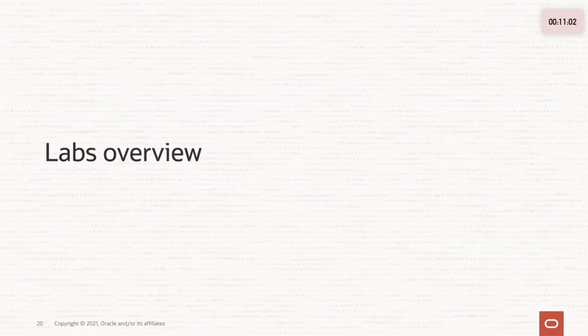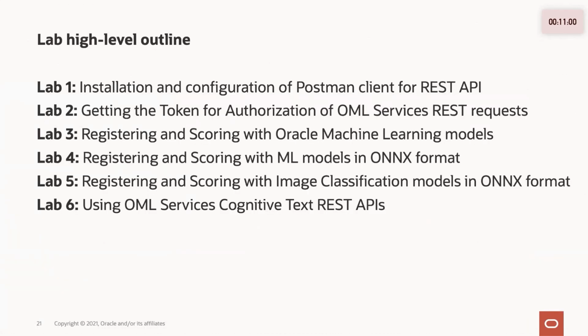So let's take a look at the labs then, right? The first lab we're going to do today is the installation and configuration of the Postman client for REST API management, because that is going to be our main product today that we're going to use as a client. There are many other great REST API development environments, but this one is a very easy one, and free.